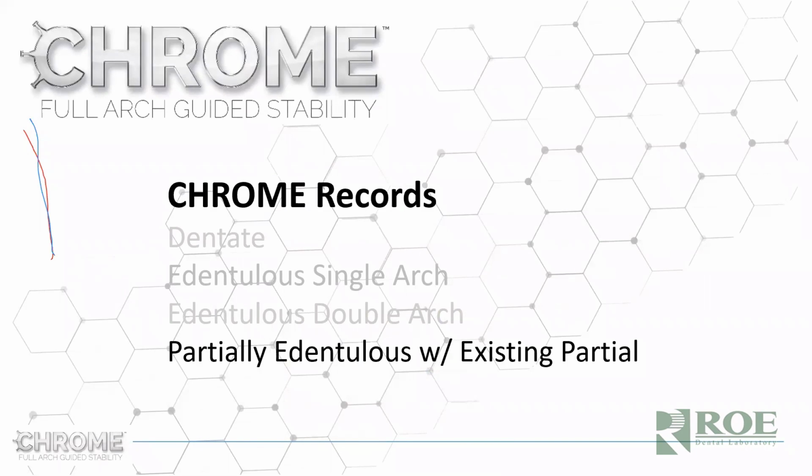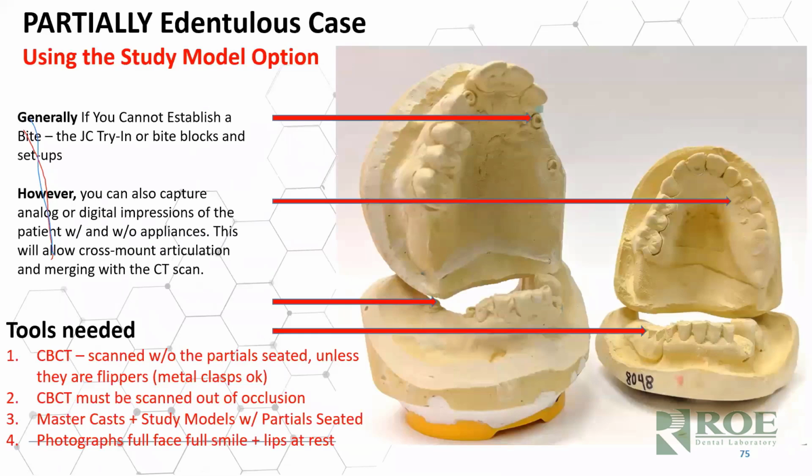And then the last, at least in this program, the last type of case is partially edentulous, also a very common situation. We developed this system where you don't have to go through the process of bite blocks and setups and dual scans and scan appliances, et cetera. Instead, you will take study models of the partial seated, and then you'll take a master cast of the patient without the partial seated. Those are the two models that we can cross mount back and forth. And you'll take a CT scan of the patient with no partial in the mouth.